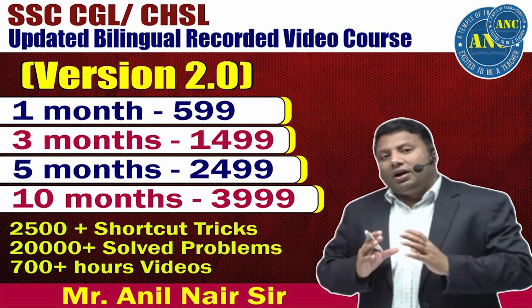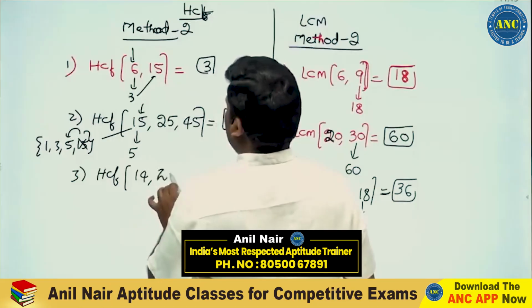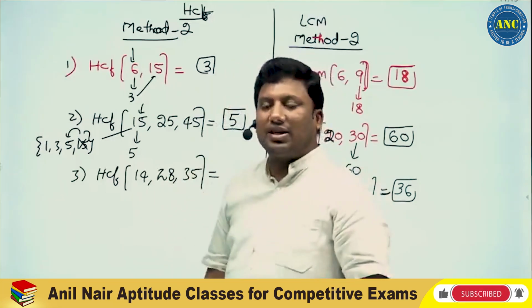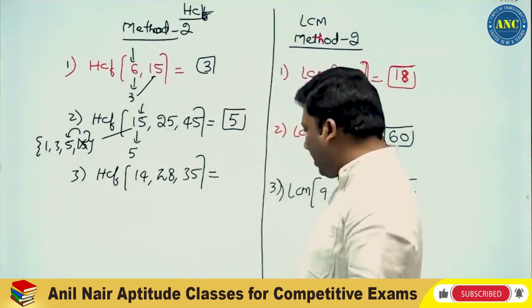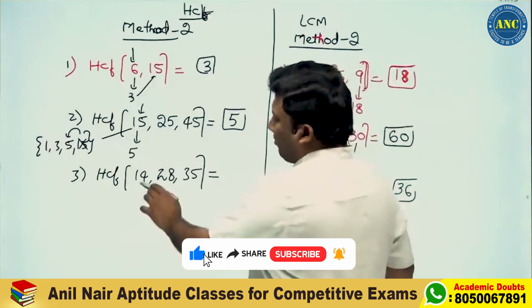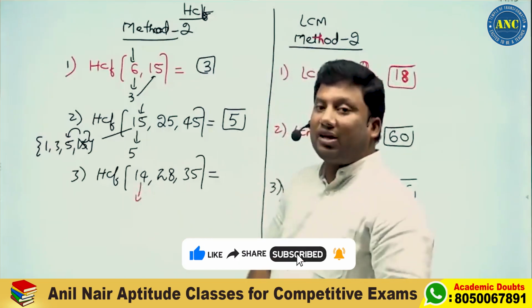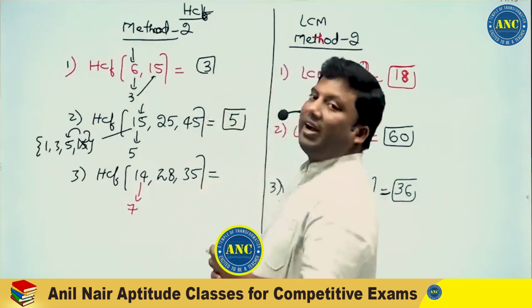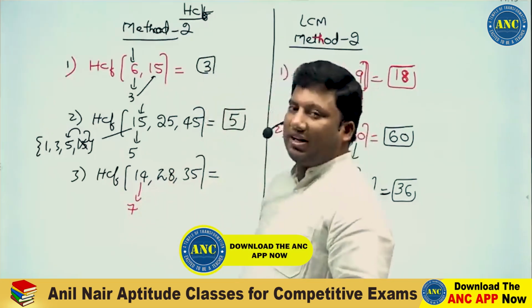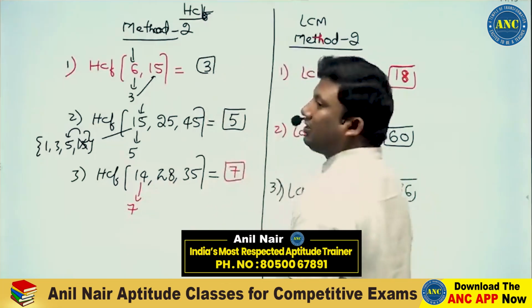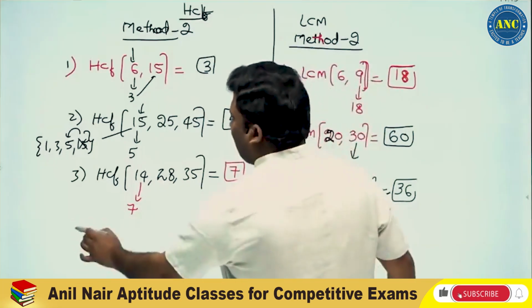Third question: HCF of 14, 28 and 35. I need to find the HCF. Listen carefully. Take the smallest number. Is 14 a factor of 35? No. What is the next largest factor that divides 14? 7. 7 4s are 28, 7 5s are 35. The answer is 7. I hope the idea is clear.